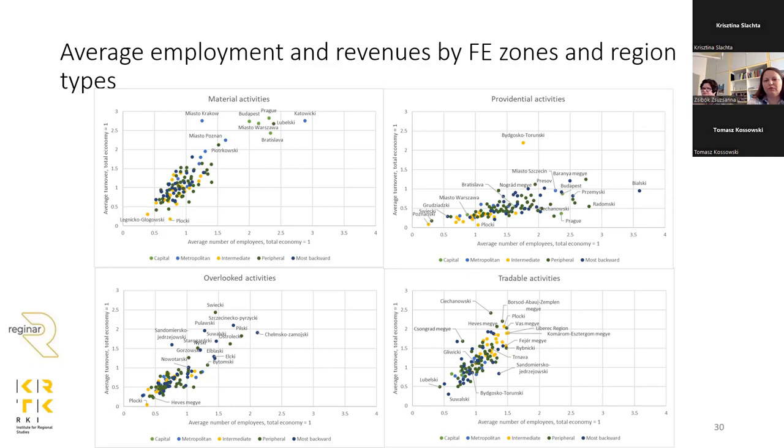This is roughly the case in the overlooked activities, but in the providential activities, firms' relative average number of employees is much higher than their relative average revenues, and the case is the reverse in the case of material and tradable activities.